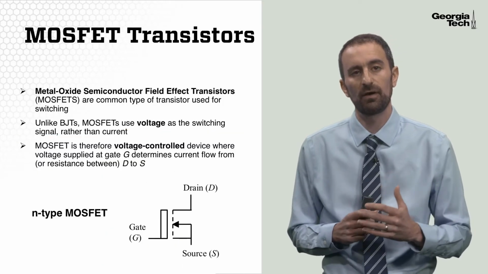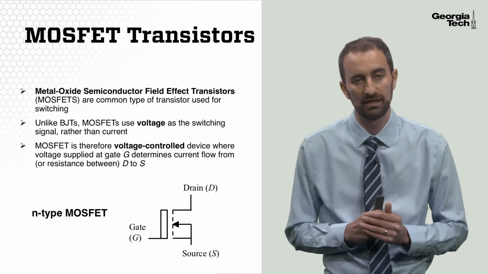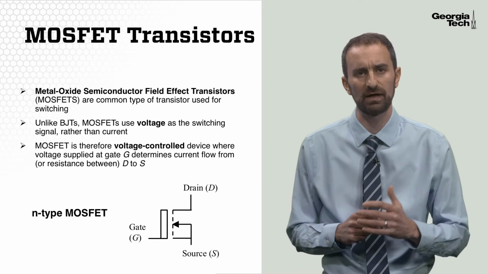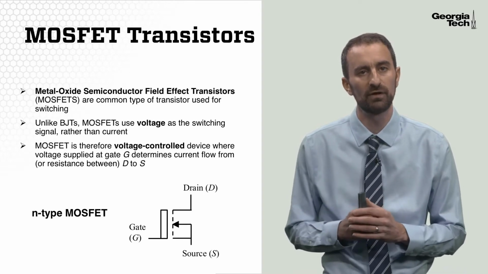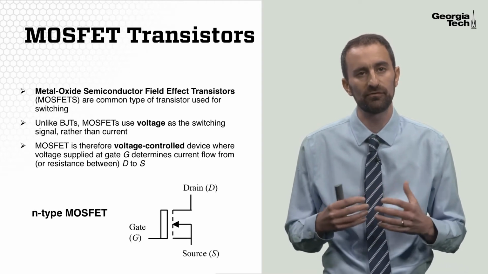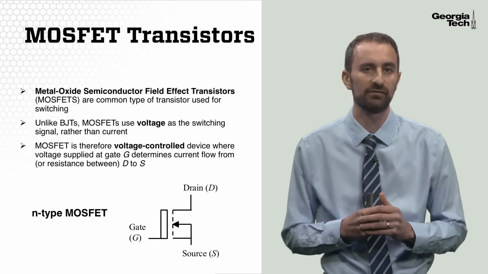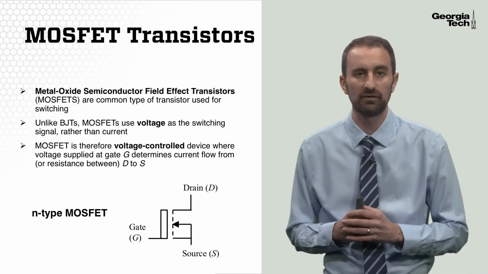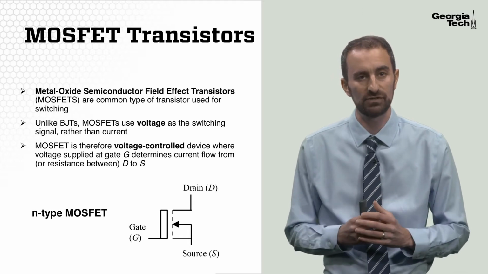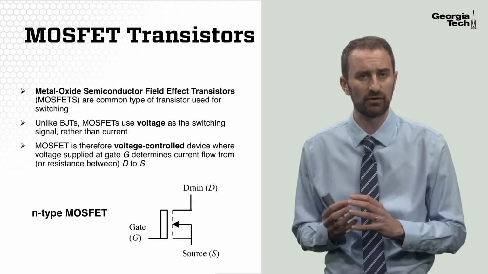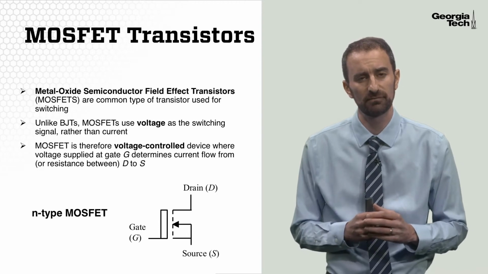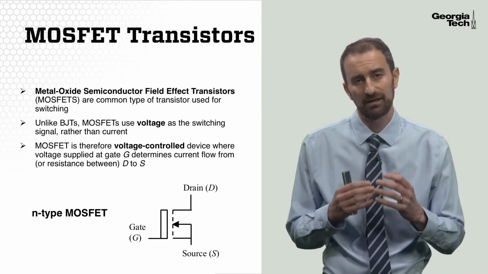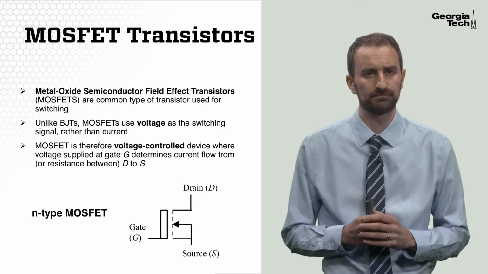We'll talk about a particular type of transistor in this lesson called a MOSFET transistor. And these MOSFET transistors are commonly used for these switching purposes or in this high power, low power interface for a mechatronic device. Now, unlike a BJT transistor, MOSFETs use voltage as a switching signal rather than current. So a BJT transistor is a current control device. A MOSFET transistor is a voltage control device.